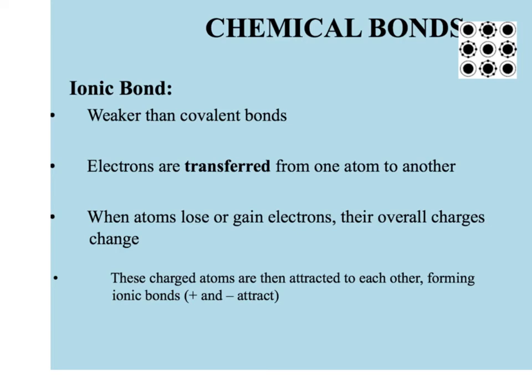When atoms lose or gain electrons, their overall charges change. So just know if they give up one electron, they're getting a +1 charge. Sometimes they can give up 2 electrons, so they'll get a +2 charge. And the opposite would be if they gained an electron, they're getting a -1 charge, and if they gained 2 electrons, they would be getting a -2 charge.